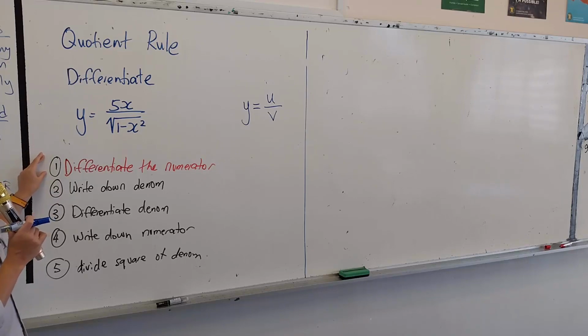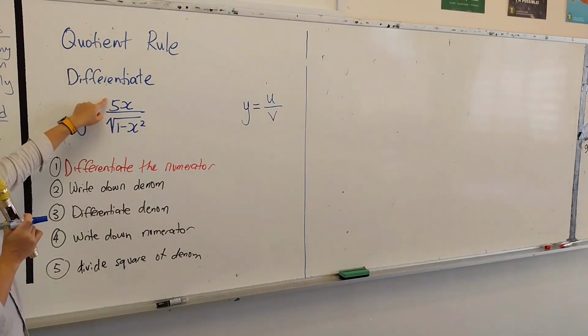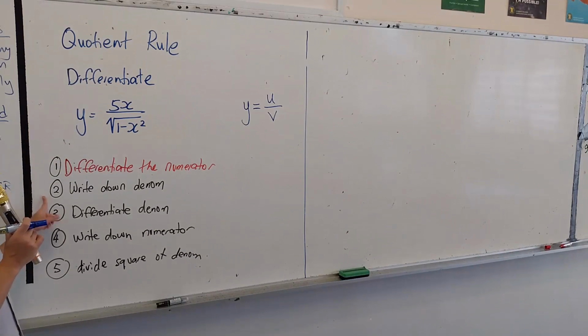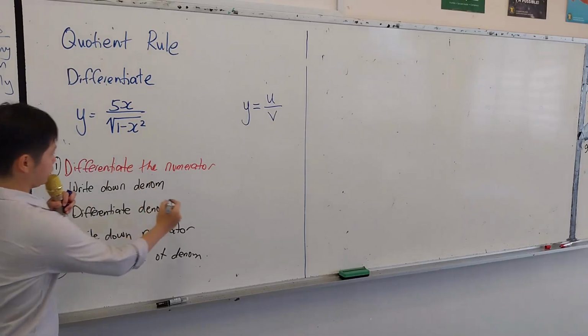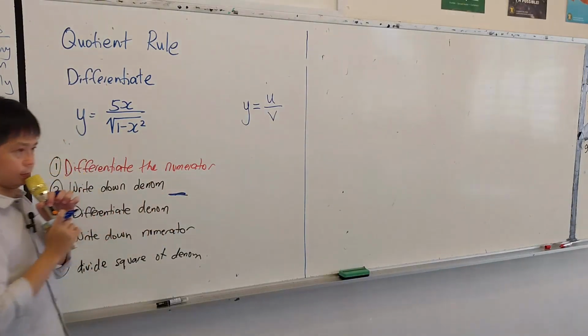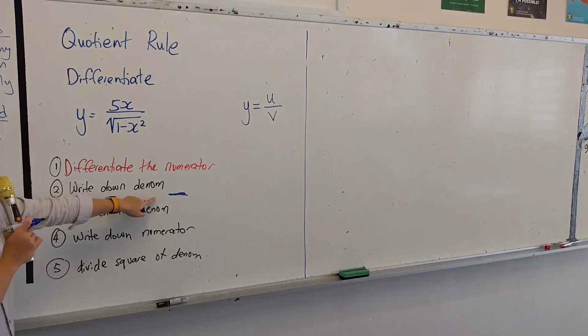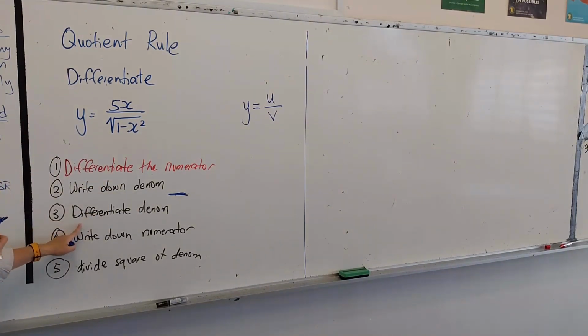We will differentiate the first one, which is the numerator, right? Then we write down the second one, which is the denominator. Like the law of indices, we subtract. When you divide, you also subtract the power. So we subtract. Now we differentiate the second one, put down the first one, and then the denominator, we have to square it.